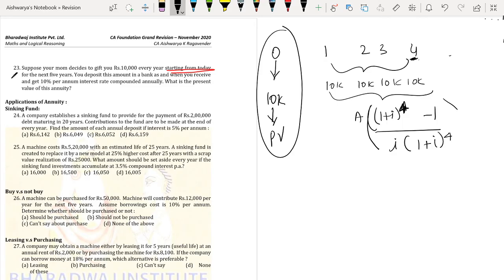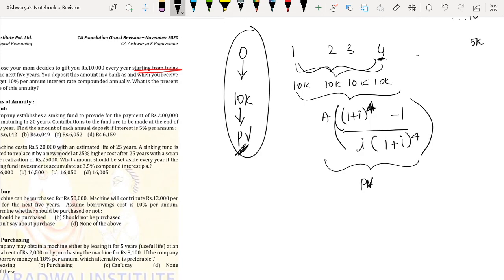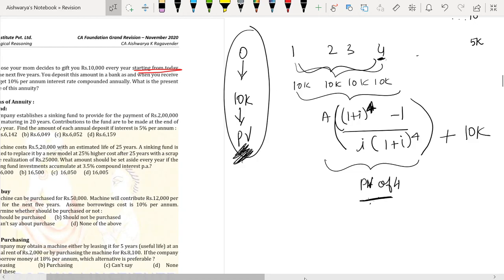So with this I will get the PV of 4 installments. Now to this I have to add the 10k which I did not add, because I have got the present value now. This present value is giving me only for 4 installments. So to this I am adding the 5th installment which is already at time 0. Okay. Are you clear?